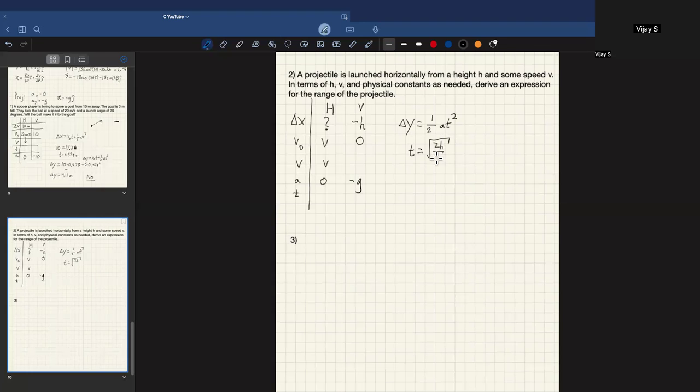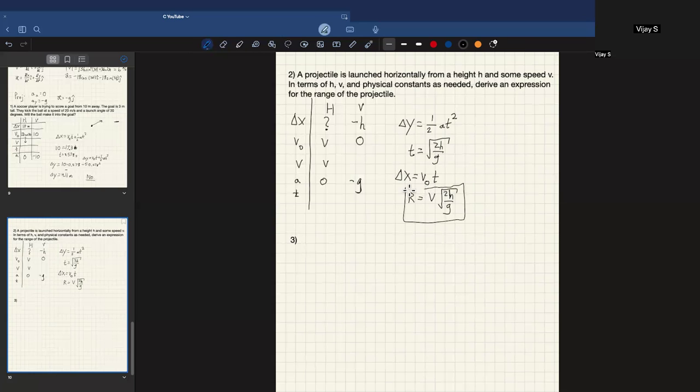The higher you launch a projectile, the more time it takes to reach the ground. The stronger gravity is, the less time it takes to reach the ground. And then we can do the same thing for delta x using the same equation, but with a non-zero initial velocity and a 0 acceleration. So that's going to tell us that delta x, which is the range, that's r if you want to call it that, is given by v times the square root of 2h over g. And look at that. We now have a symbolic expression in terms of h, g, and v.